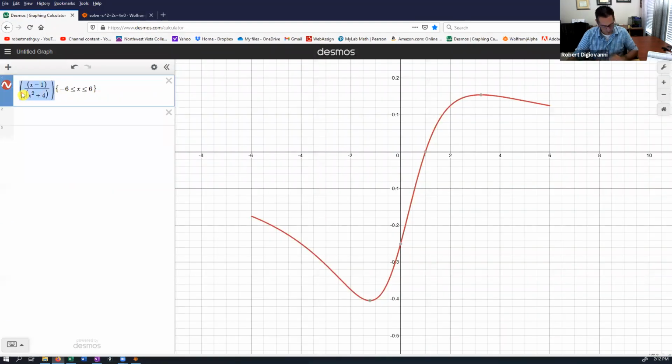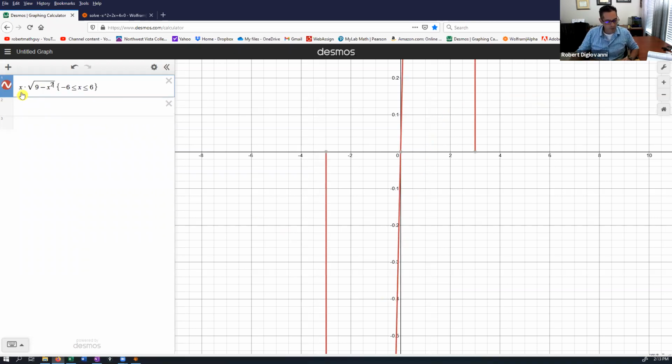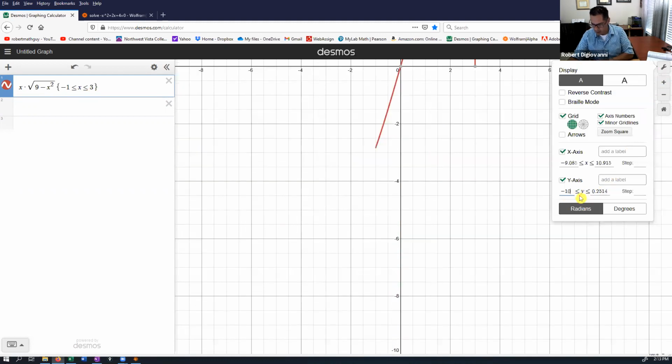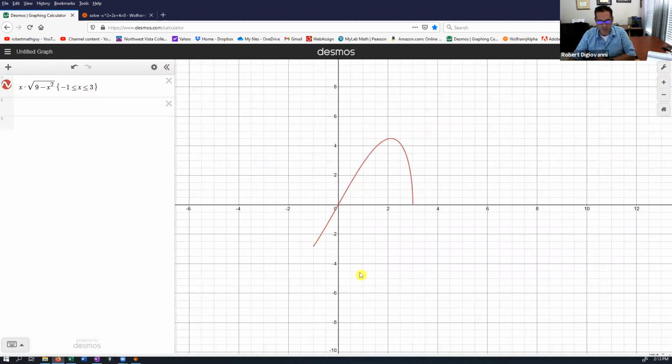So here it is. X times the square root of 9 minus x squared. And we're looking between -1 and 3. And I need to change this back to something reasonable here. How about -10 to 10? Okay, there it is. There's the graph of that function.